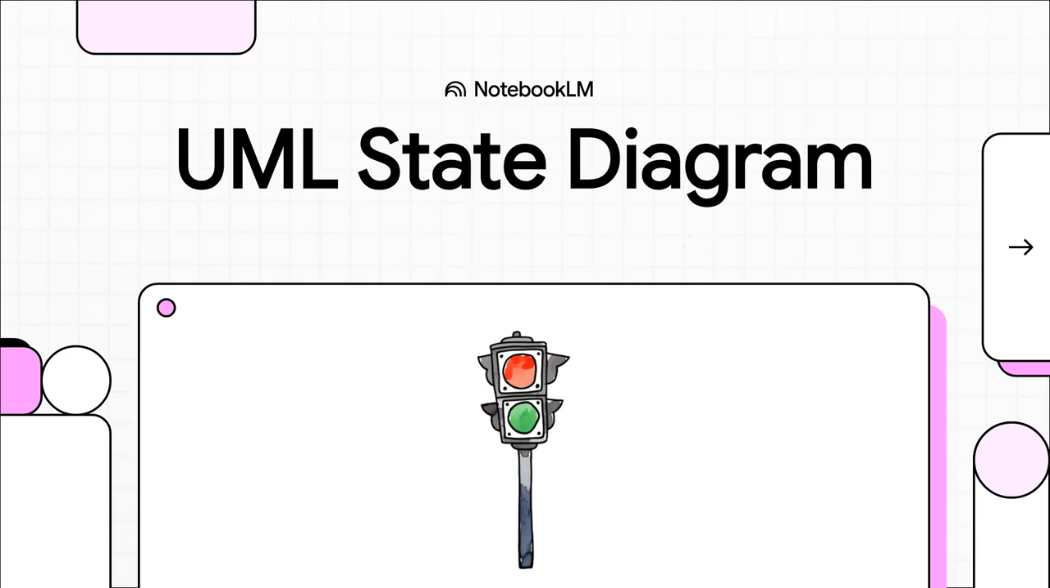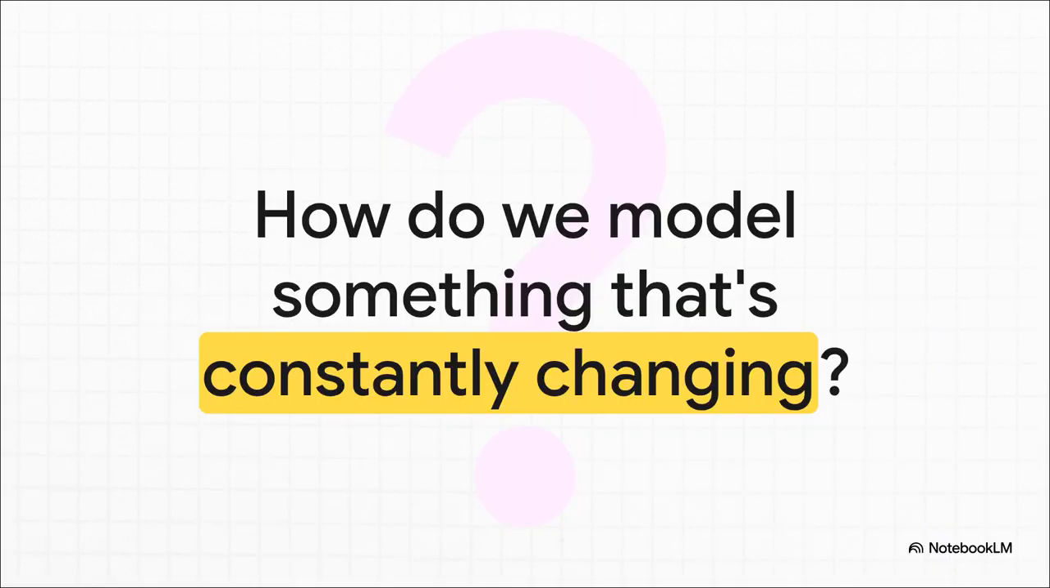Have you ever stopped to think about how software isn't, well, static? It's always in motion, right? It's constantly changing and reacting to everything we do. That is a great question, and it brings up a huge challenge for software engineers. I mean, how do you model something that's always in flux?